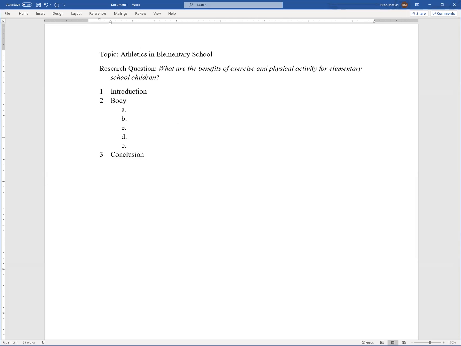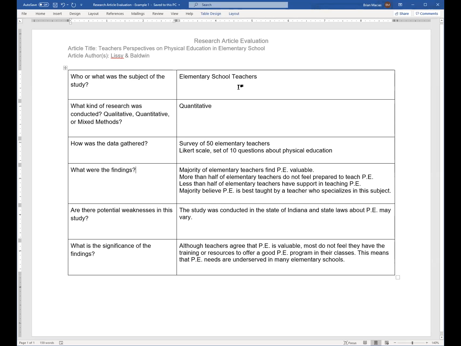Now, remember, please don't steal these sources and cite them. They are made up. They are not real. This is just so I can show you an example. Okay, so I'm going to start with the first one. And what we're going to see here is we should see 5 article evaluations here that are all around my topic of athletics in elementary school.